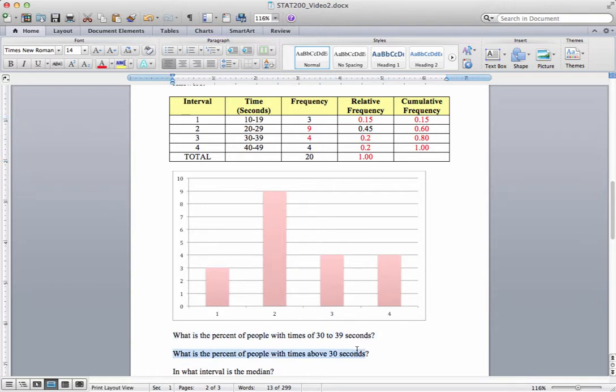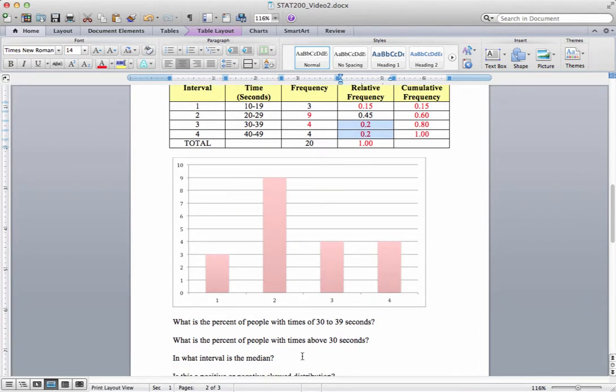How about the percent of people with times above 30 seconds? Anything above 30 seconds means I have to consider interval 3 and interval 4. One way to do that is to add up the relative frequencies of those two intervals. So if I add up 0.2 and 0.2, I get 0.4, or 40%. So there's 40% of the people with times above 30 seconds.